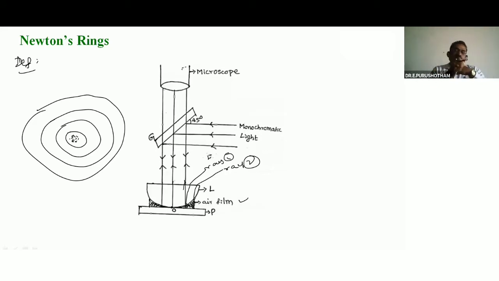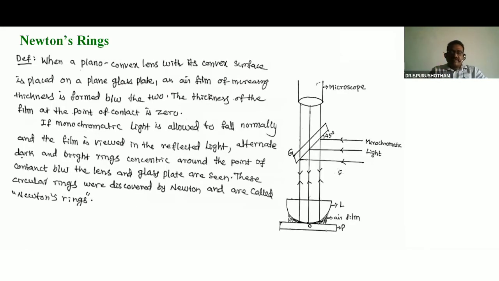Definition simply: a monochromatic light is incident on the glass plate G with 45 degrees angle vertically. These rays are reflected and allowed to fall on the plano-convex lens and air film. These rays are also reflected and superimposed on each other, giving rise to dark and bright rings called Newton's rings. These Newton rings we can observe using this microscope M. You can see, this is the definition. These are called Newton's rings. So same I explained.